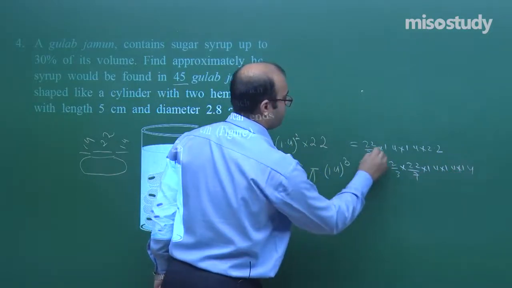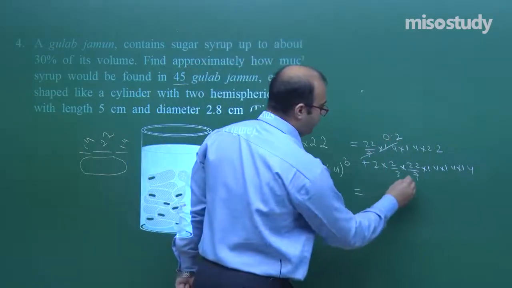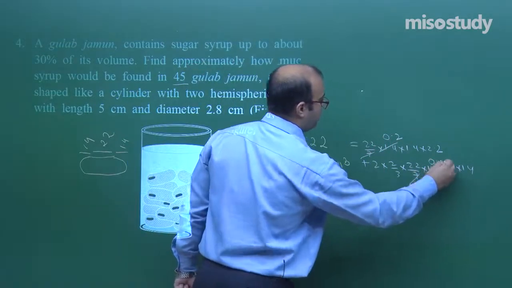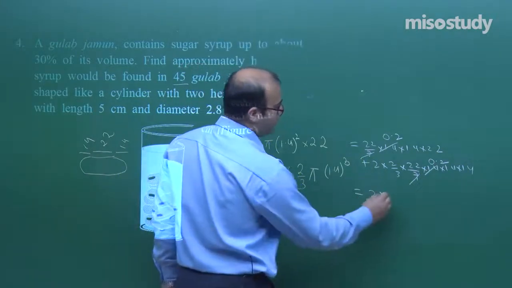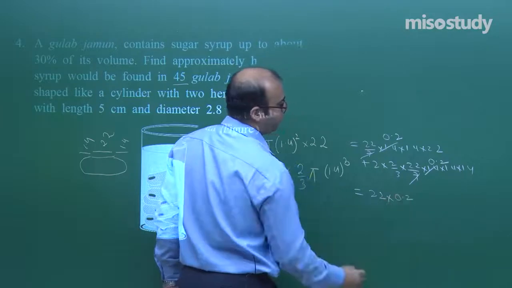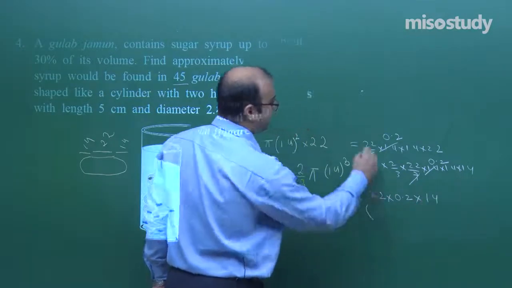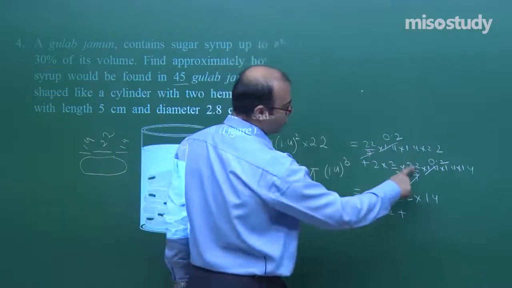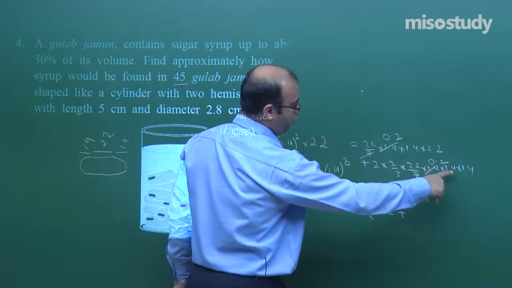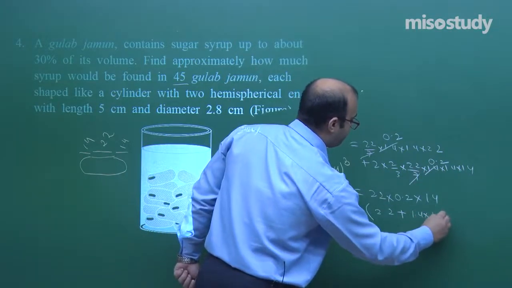So this will become 7, 0.2 is 1.4 and here 7, 0.2 is 1.4. What else can we take common? 22 we can take common, 0.2 we can take common and 1.4 we can take common. What will remain inside? 2.2 here, and what will remain here? So 1.4 into 4 by 3.